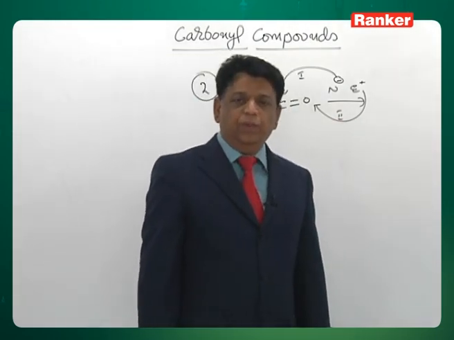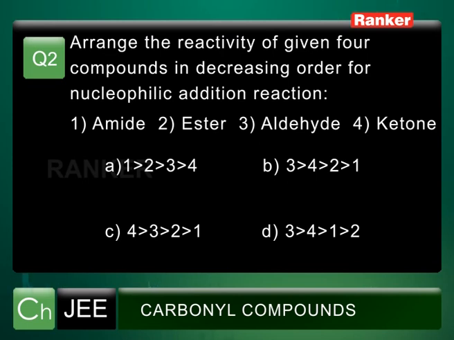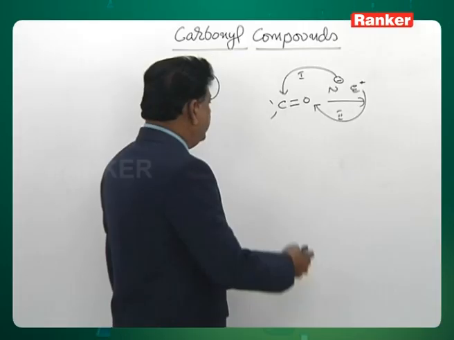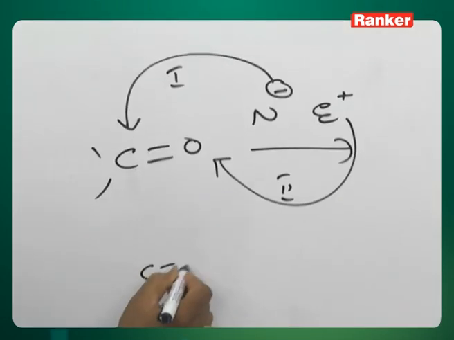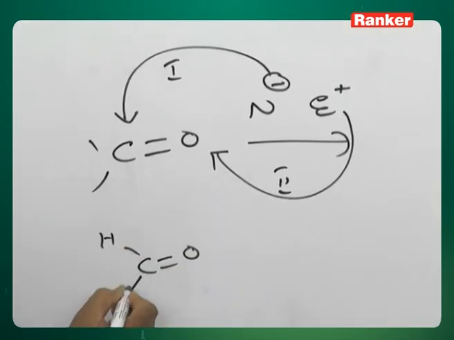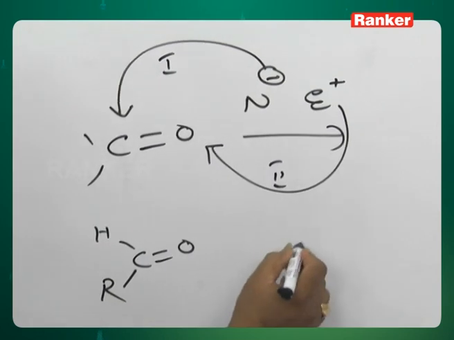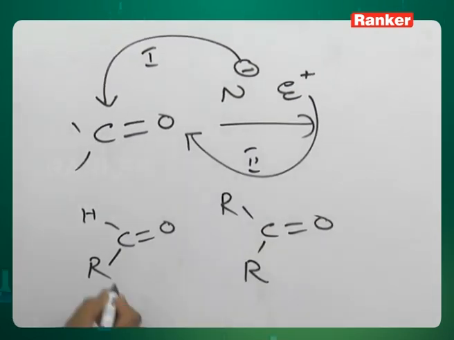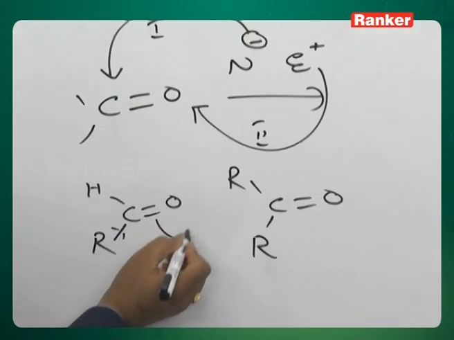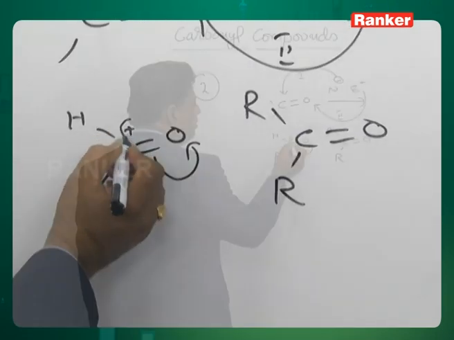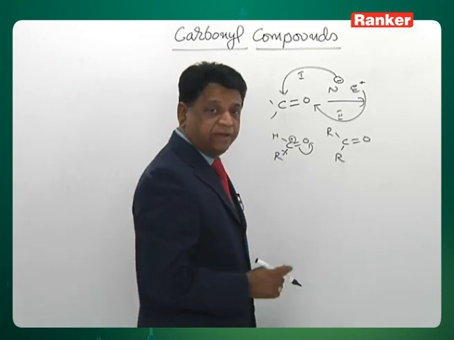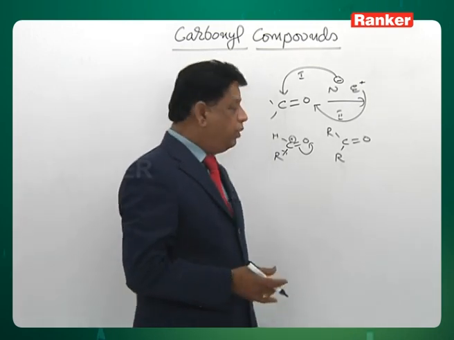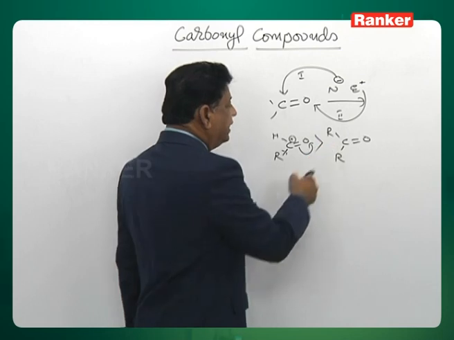For that reaction, the options given are an amide, an ester, an aldehyde and a ketone. In the aldehyde and ketone, the aldehyde has hydrogen on one side, and a ketone contains alkyl groups on 2 sides. So the more alkyl groups, the more the carbocation formed here will be stabilized, and therefore the lesser the reactivity. Among aldehyde and ketone, aldehyde is more reactive than ketone.